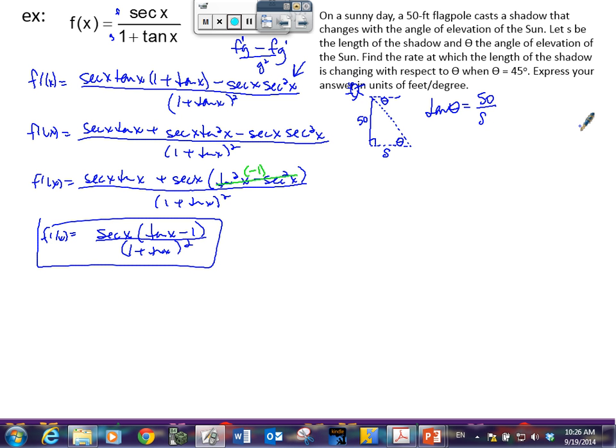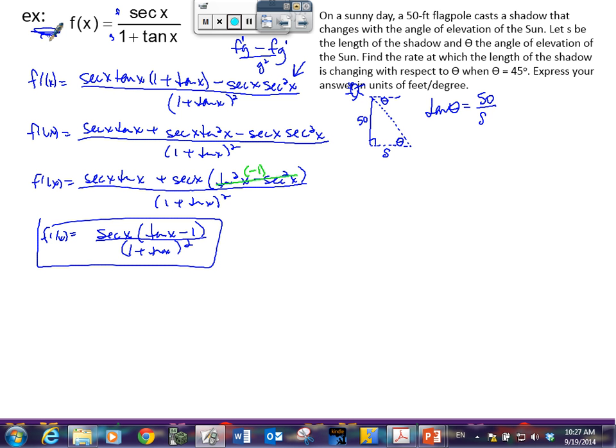All right, so now let's see how they want us to do this. They say, find the rate at which the length of the shadow is changing with respect to theta. Well, let's think about what that means. Over here on this other derivative, we found the derivative with respect to x. That's what we were doing over in this example. We found the derivative with respect to x. What does that mean? That means there's a bunch of x's in here, right? We solved for the other variable.